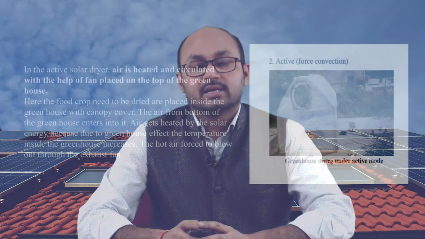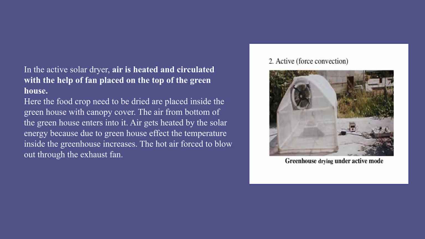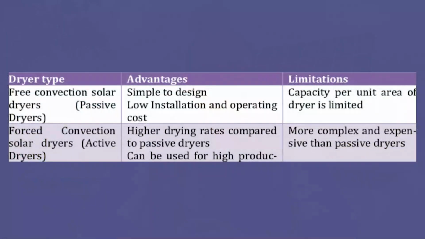And second, that is the active or forced convection. Here you can see in an active dryer, air is heated and circulated with the help of a fan placed at the top of the greenhouse. Here the food crop to be dried is placed inside the greenhouse with a canopy cover. The air from the bottom will enter the greenhouse. The air gets heated and it will extract the moisture content of your crop. But here we use a fan, maybe operated by solar energy, on the top, and with the help of this fan we make this greenhouse active. So you can compare these two dryers, passive and active.